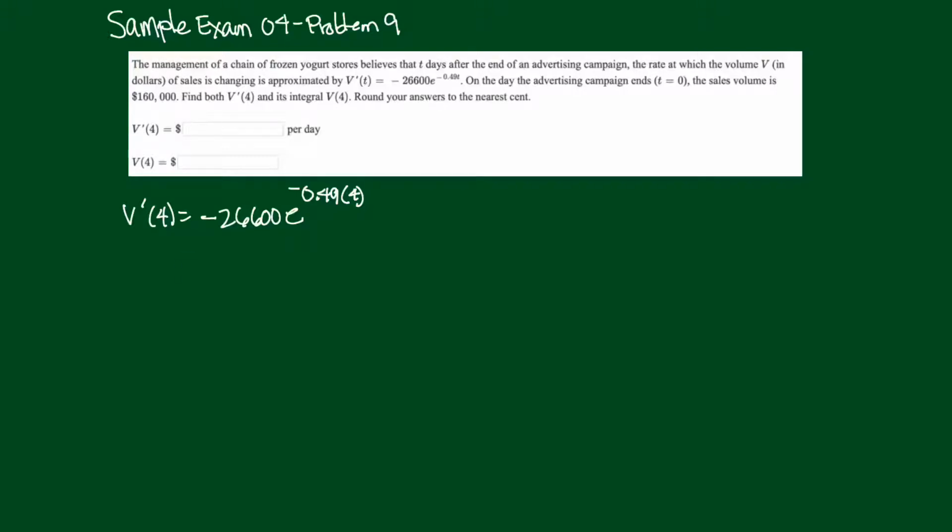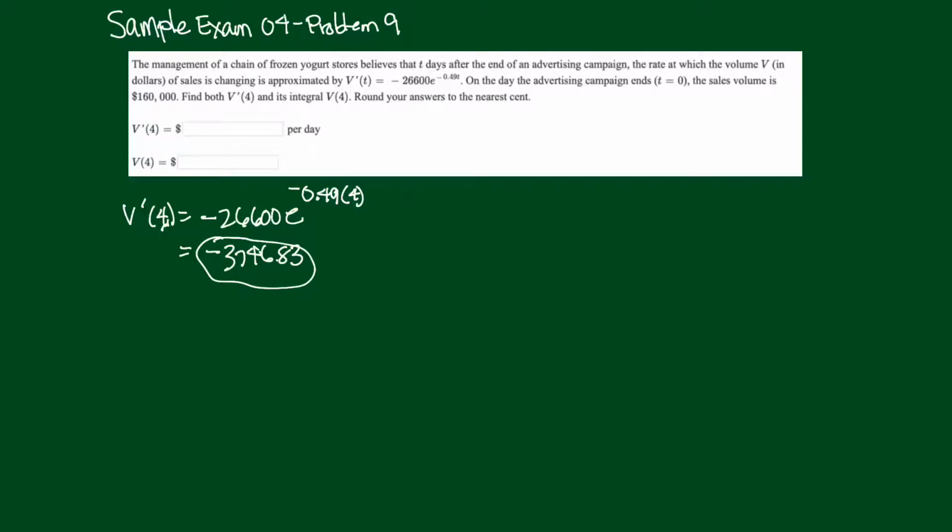So I did it on Wolfram Alpha, and I got negative 3746.83. So what that means is 4 days, right? 4 days after the advertising campaign ends, sales will be decreasing by this number right here. So the next day, from day 4 to 5, we expect a decrease of 3746.83.